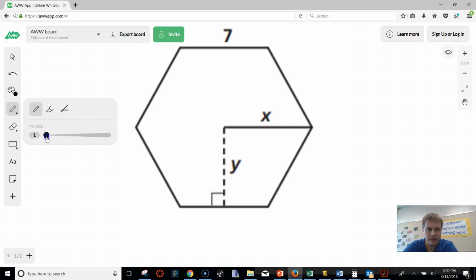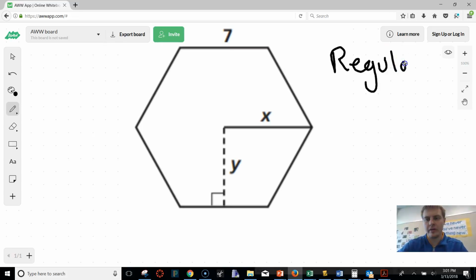Okay, so here's the first problem that we have, and they want to know what x and y is. And sometimes this problem can kind of be overwhelming because they want two pieces of information and they only gave you one small tiny piece. But that piece is actually a lot because they told you that this thing was regular.